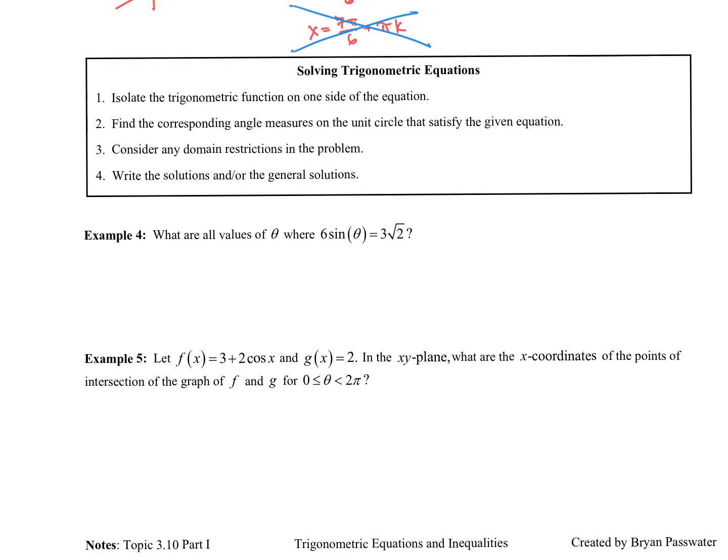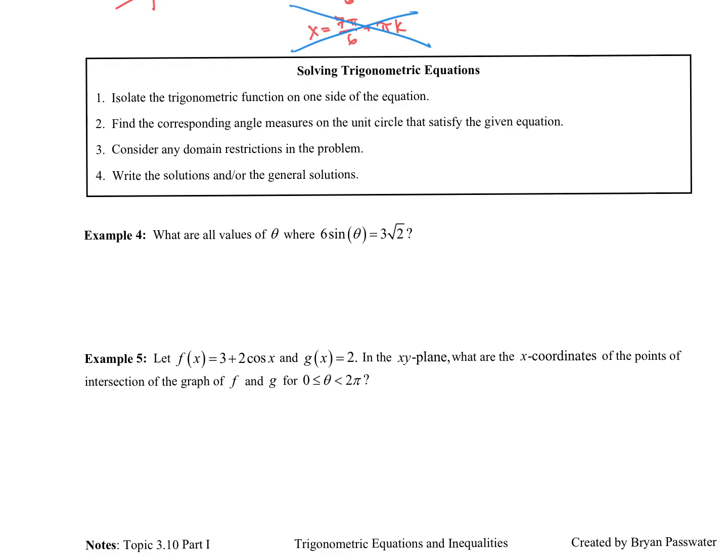Solve trig equations. Isolate the trigonometric function on one side of the equation. Find the corresponding angle measures on the unit circle that satisfy the given equation. Consider any domain restrictions in the problem and write the solutions and/or the general solutions. What we need to do is we need to isolate the trigonometric function to a number. So we need to solve to get my trig function equal to a number.